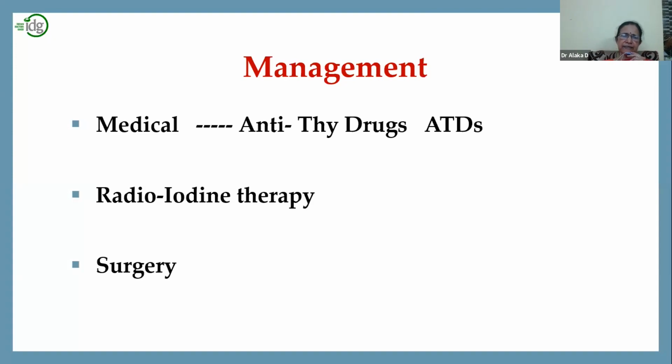What is the treatment? Treatment is medical treatment with anti-thyroid drugs. There is radioiodine therapy. By giving radioiodine, the iodine will be picked up by the thyroid. Because it is radioiodine, the gamma rays and beta rays will be emitted by this iodine, and those beta rays will slowly destroy the thyroid. So it is radio ablation. And lastly, surgery, surgical ablation.